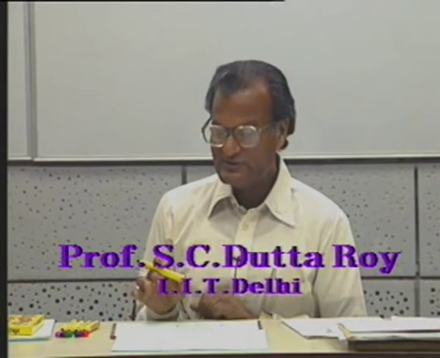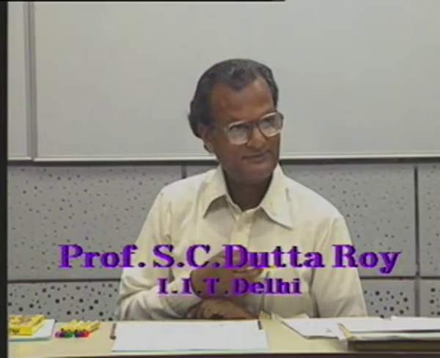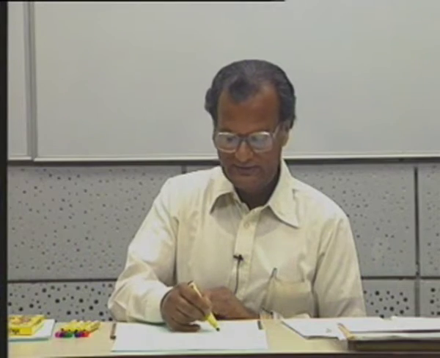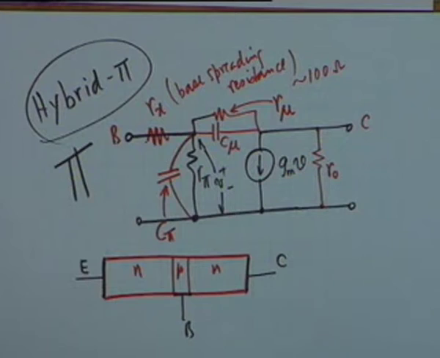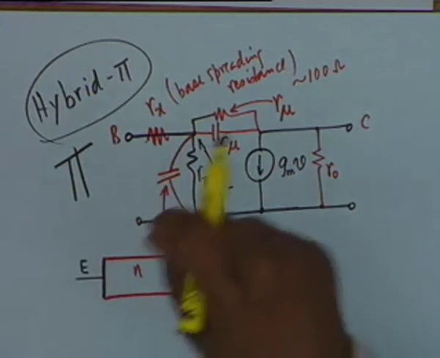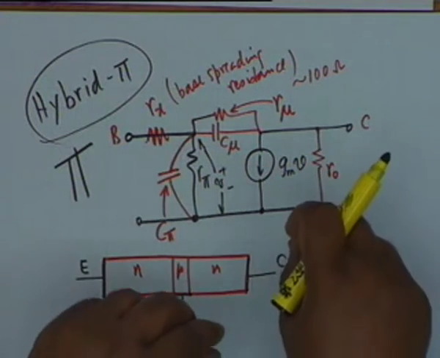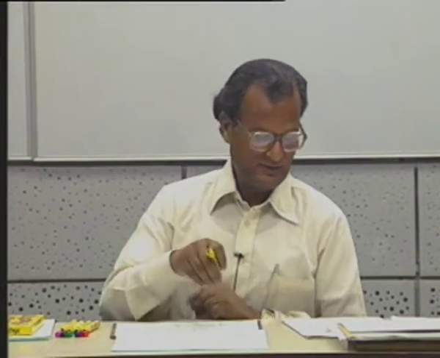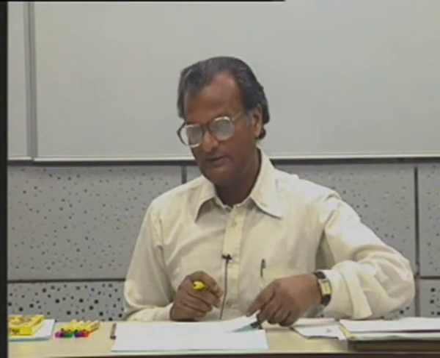And you see, the model looks like a pi, and therefore it is called a hybrid pi model of the transistor. Hybrid pi originates from the hybrid parameters h11, h12, h21, h22. We first went through a simplification and then brought back all the parasitics, and it looks like a pi, and therefore it is called a hybrid pi model.